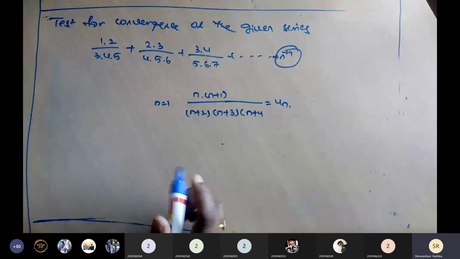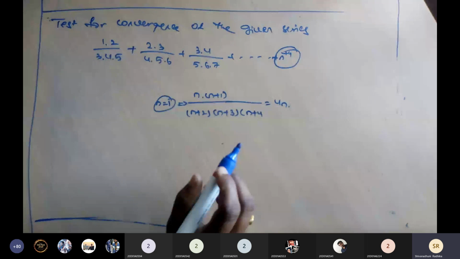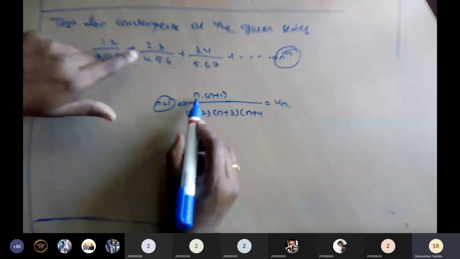Is it clear? Only I am going to take n equals 1, and this is the general formula for all the steps, all the points of n values. Suppose I take n equals 2: 2 into 2 plus 1, 3; 2 into 3 by 2 plus 2, 4; 2 plus 3, 5; 2 plus 4, 6. Is it clear? Now this is possible for all the terms in the given series.